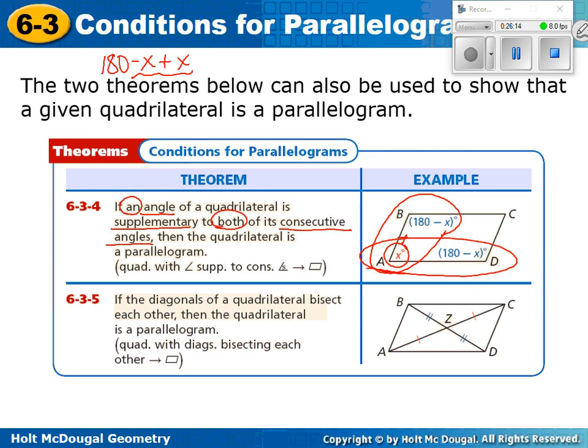So the fourth way we can prove it's a parallelogram is if one angle is supplementary to both of its consecutive angles. And you may want to draw that picture in your notes just to make that make sense when you're looking back at it. So draw yourself a little parallelogram and write in 60 degrees, 120 degrees, and then another 120 degrees to show that you only need those three angles. And if you can't see that picture very well, it's the same picture that I drew over here.